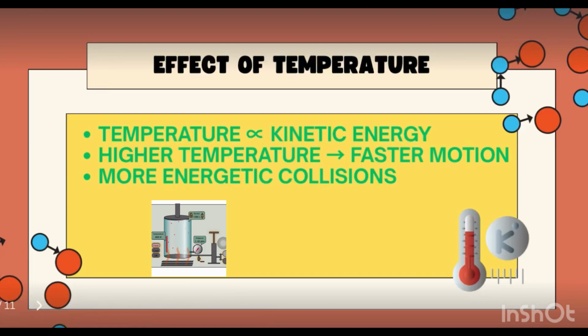Effect of temperature. Temperature, kinetic energy. Higher temperature, faster motion. More energetic collisions. According to the kinetic theory of gases, temperature is a measure of the average kinetic energy of gas particles. As temperature increases, particles move faster, resulting in more frequent and more forceful collisions with the walls, which increases pressure.